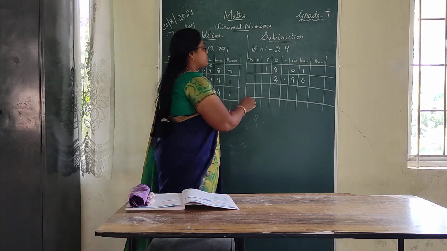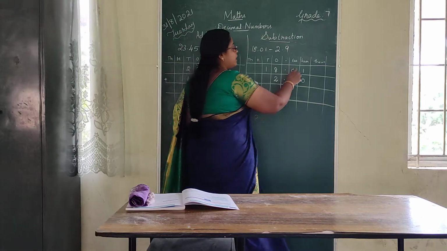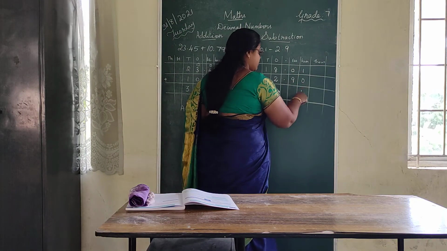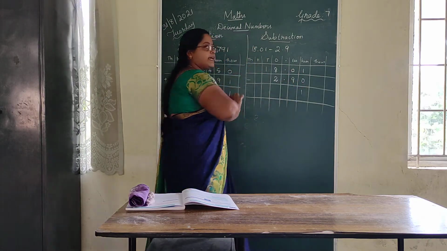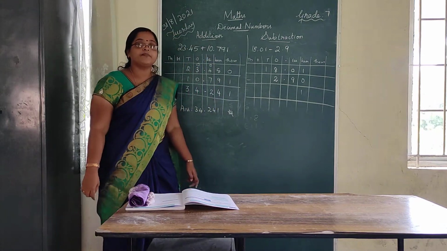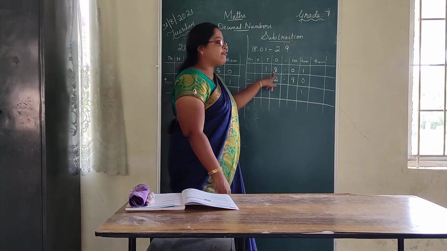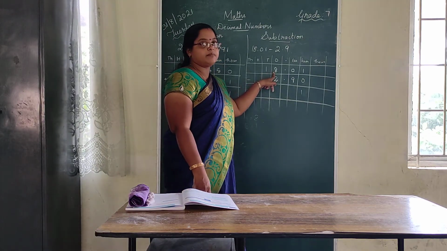Okay, now we are going to subtract these numbers. Okay, 1 minus 0 is 1. 0 minus 9. Is it possible? Small number minus big number? No, is it? So we are borrowing from the left number.